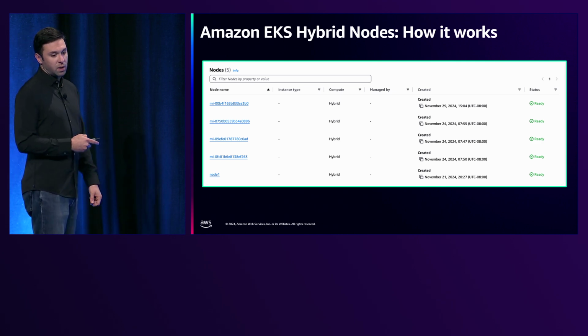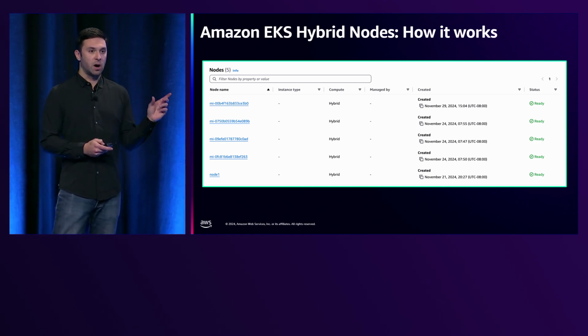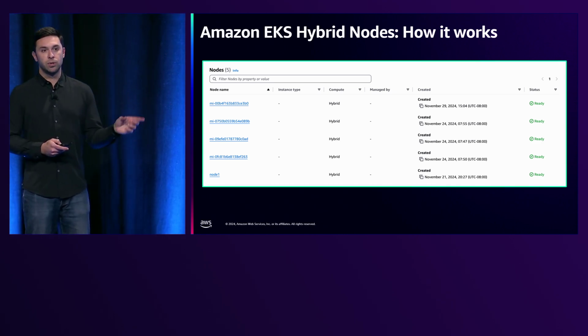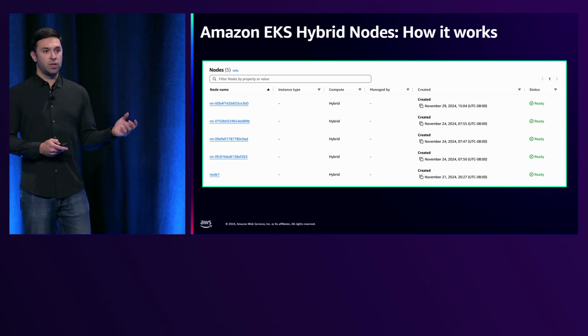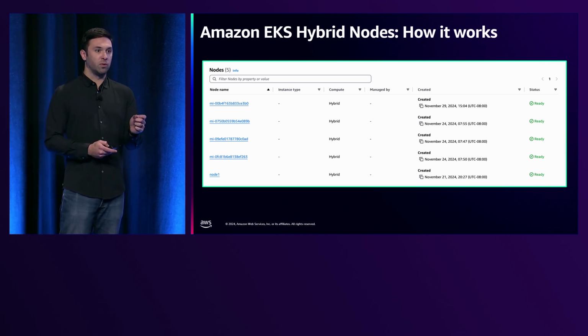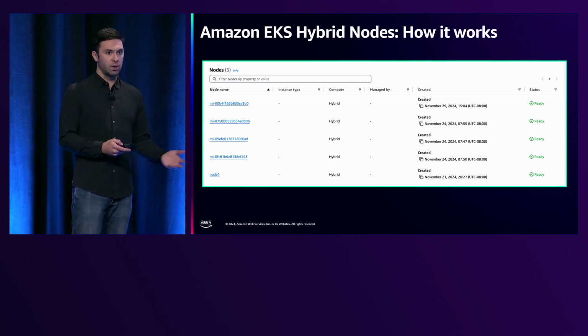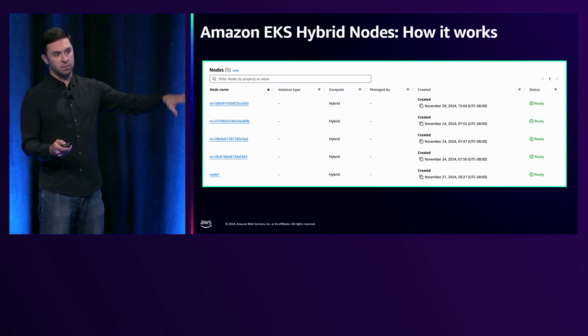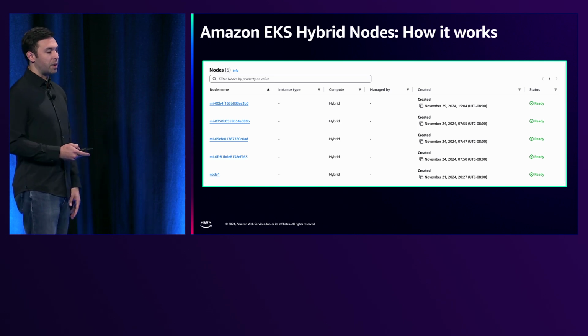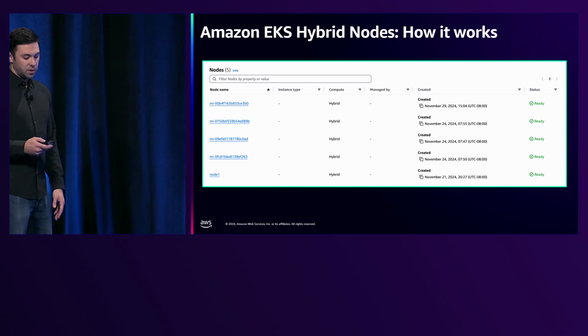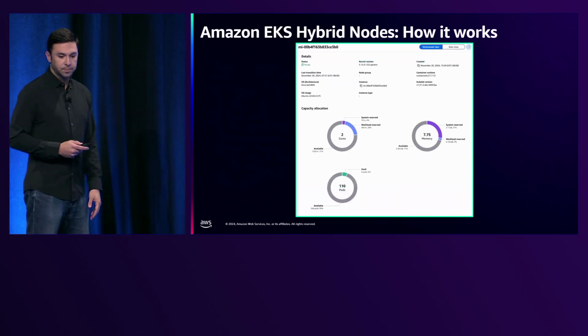I also want to call out that when you use Node ADM, it's automatically applying a label to your hybrid nodes, and you can use that compute type equals hybrid label for workload placement. So if there's things that you only want to run on hybrid nodes, you can use that label out of the box to make sure that stuff only runs on hybrid nodes instead of cloud nodes that you might have in the same EKS cluster.